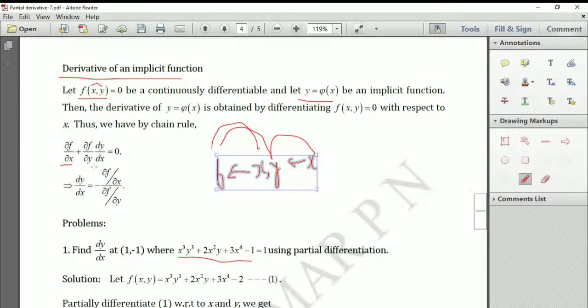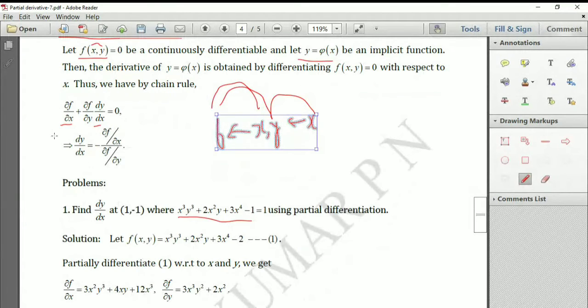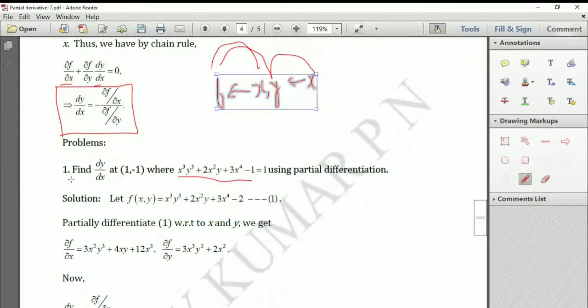But actually we are expecting dy by dx. Therefore, send dou f by dou x to this side. That becomes minus dou f by dou x divided by, sending this one to the denominator, dou f by dou y. So we got dy by dx. This is the formula for finding the derivative of an implicit function. You have to call the given function f of x y, differentiate that partially with respect to x and y, and substitute in this. That's it. Now, let us see the first problem.